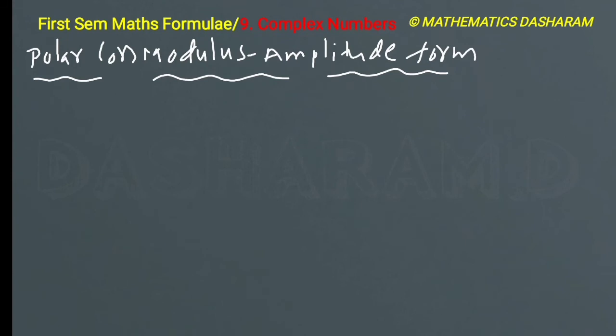Next, polar or modulus amplitude form, both are the same. So z is a complex number x plus iy. It is called the Cartesian form.